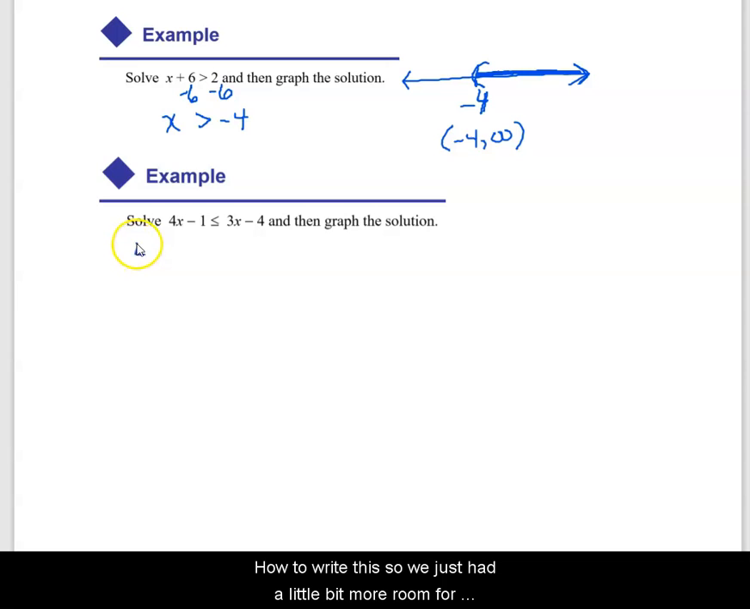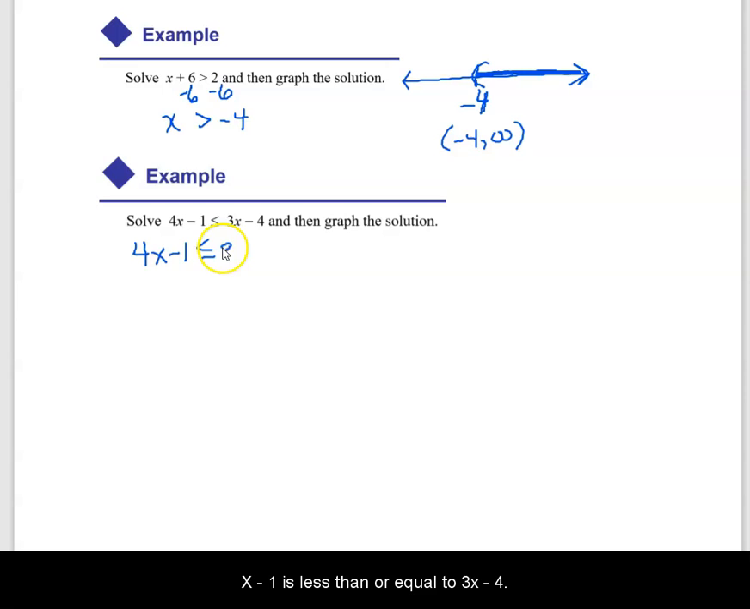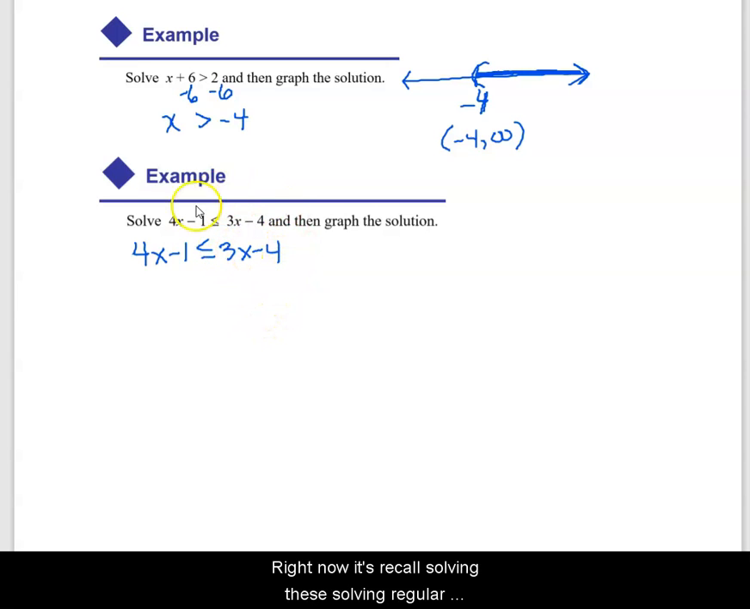Okay, I'm going to write this so we just have a little bit more room. 4x minus 1 is less than or equal to 3x minus 4. Okay, now let's recall solving regular problems with equal signs. Remember that you want to get rid of any parentheses you have, right? But we don't have any.